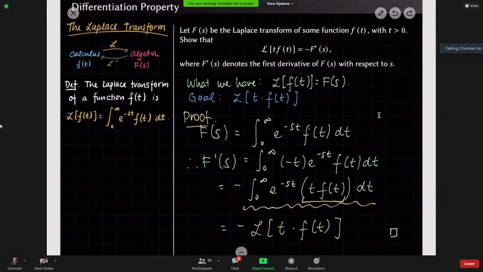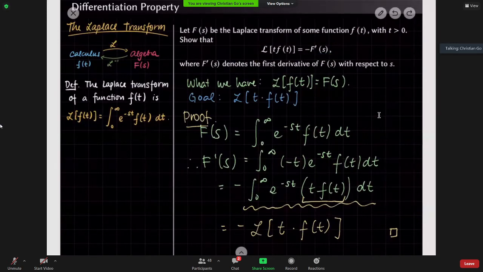And you're free to use this now. So if you're trying to find the Laplace of a product of t and f of t, just compute the Laplace of f of t and then differentiate with respect to s. I'll do one example of this in the next problem, and then I'll let you guys work on the others. Okay, any questions?